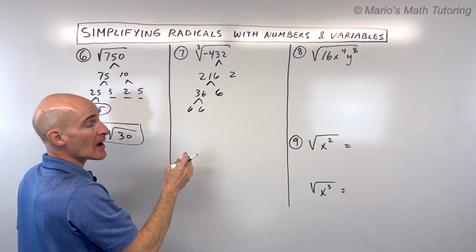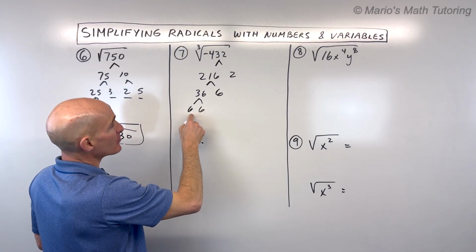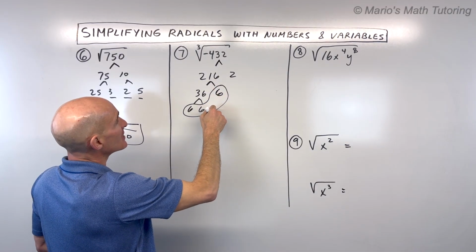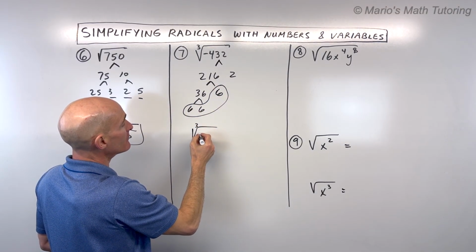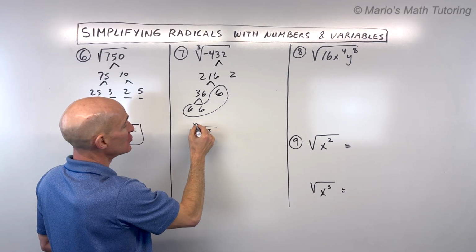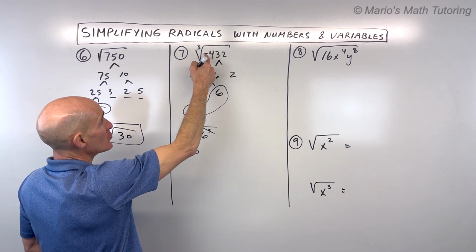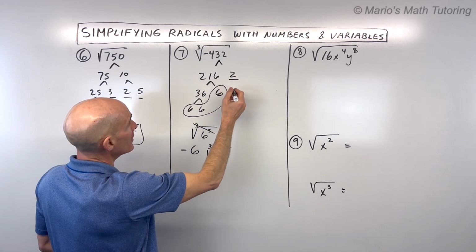Now I didn't go all the way down to the prime numbers here. You can, but I noticed right away that I've got 3 6s here. So I'm just going to circle those. That's a group of 3. That's going to come out in front, because think of this as the cube root of 6 cubed. The cube and the cube root are inverses. That just gives us 6. And again, we said the cube root of a negative is going to be a negative, and we're left with the cube root of 2.